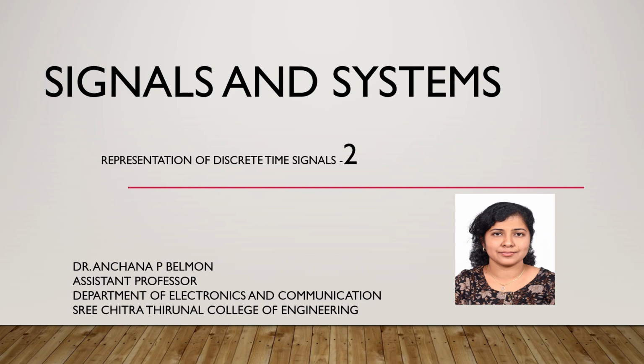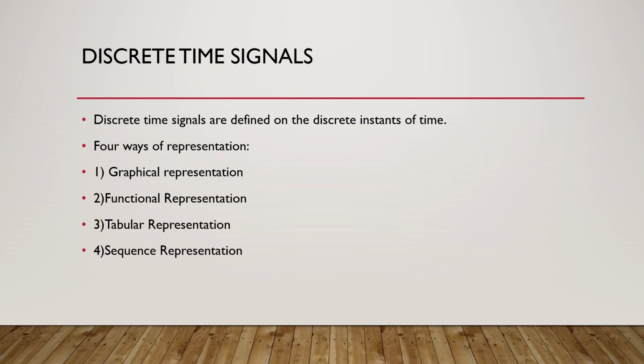Our second video is representation of discrete time signals. What is a discrete time signal? A discrete time signal is defined on discrete instances of time. What is the other type of signal? That is the continuous time signal. They vary continuously with respect to time.